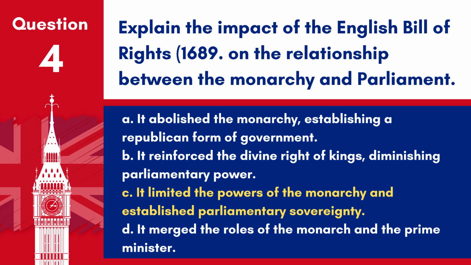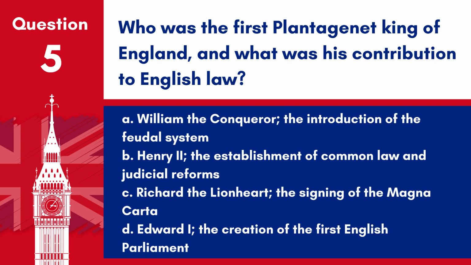The English Bill of Rights was a landmark document that curtailed the powers of the monarch and laid the foundation for a constitutional monarchy with parliamentary supremacy. Question 5. Who was the first Plantagenet King of England, and what was his contribution to English law?